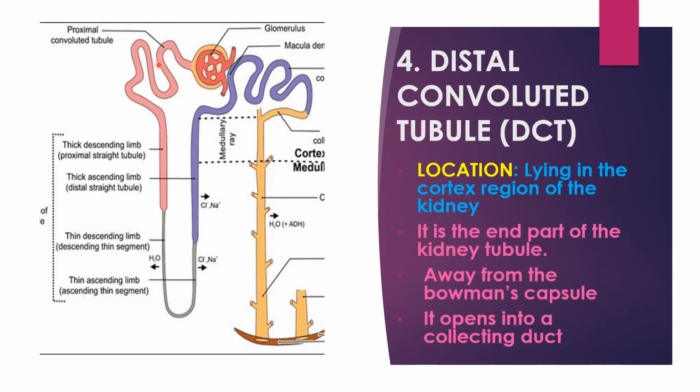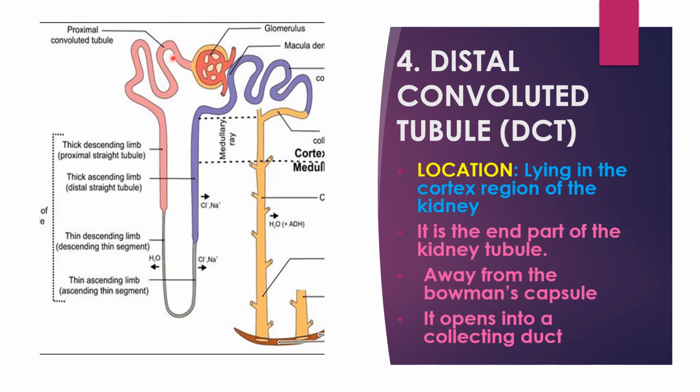After proximal convoluted tubule, there is a U-shaped structure, the loop of Henle. Then after that, there is a folded, convoluted structure. That convoluted structure we call distal convoluted tubule. Where is the location of distal convoluted tubule? These locations are very important. You have to remember, that is a sure question in examination. It is lying in the cortex region of the kidney. Yes, this distal convoluted tubule is also lying in the cortex region of the kidney.